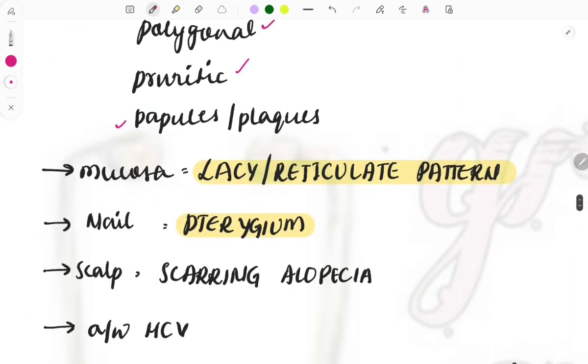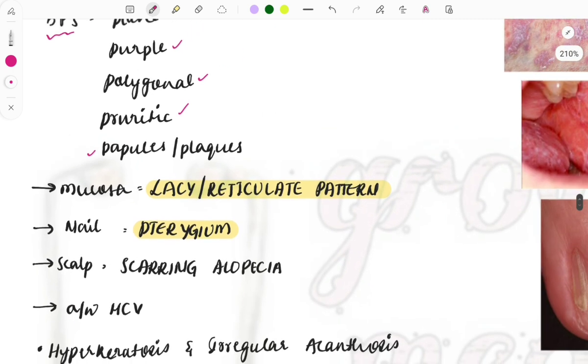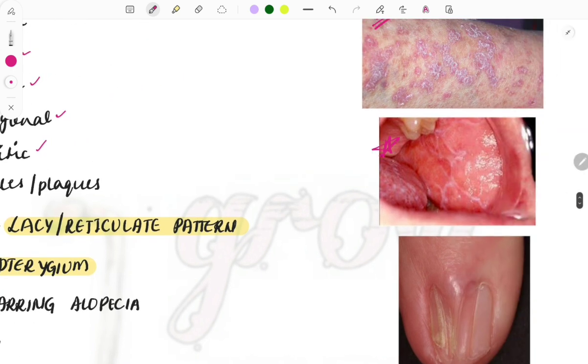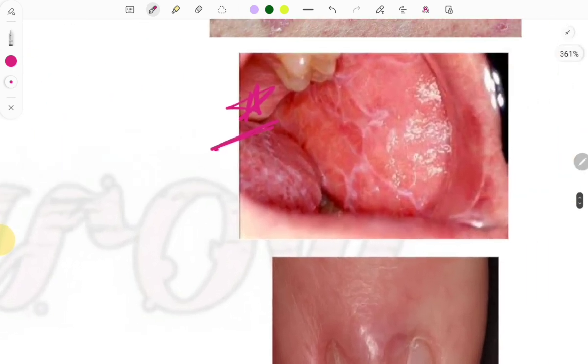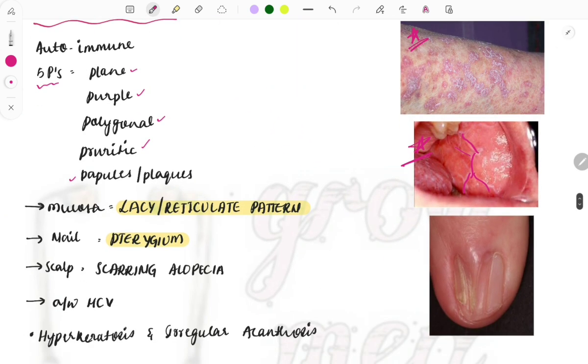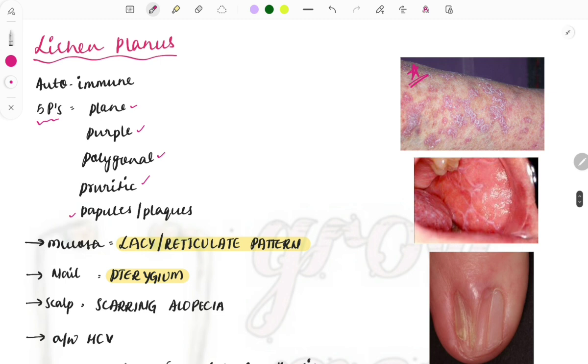Okay, then three important features seen with these are the lacy or the reticular pattern on the mucosa. So this is the repeat image based question, as you can see here, lacy appearance. So this is the lacy like reticular appearance pattern seen on the mucosa, and whenever you see this image or something described like this, then blindly mark the answer as lichen planus.